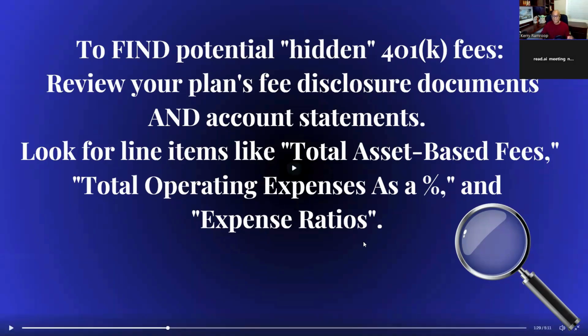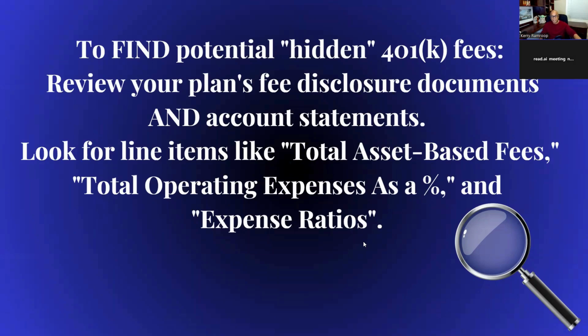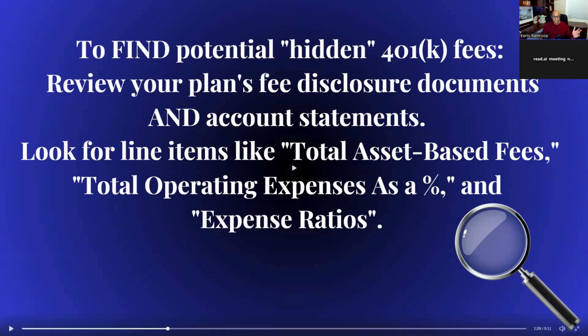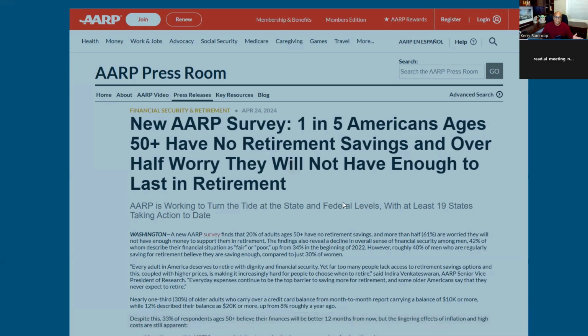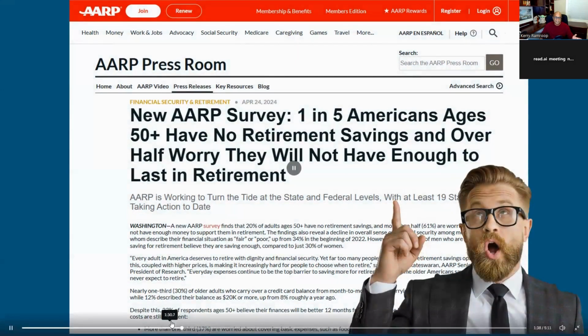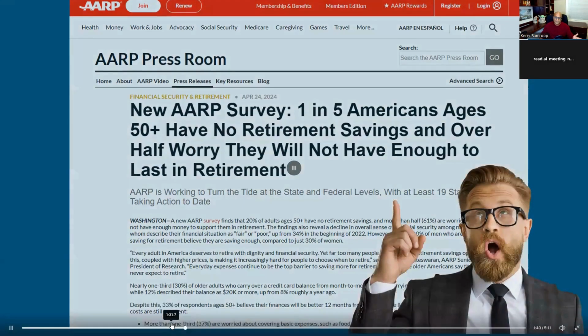The advantage of having a 401k is that you have an employer match, but sometimes it does not beat a different type of account. There are different ones, and we're going to look at one today. AARP states that 1 in 5 Americans over 50 have no retirement savings, and over half already will not have enough to last in their retirement. So it's something for you to think about.